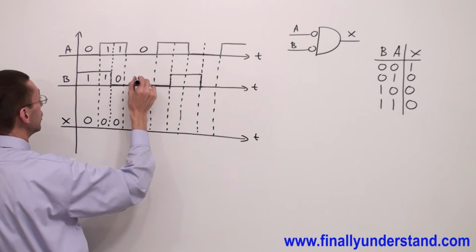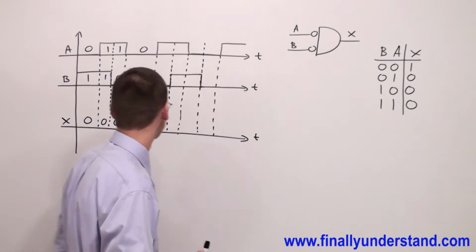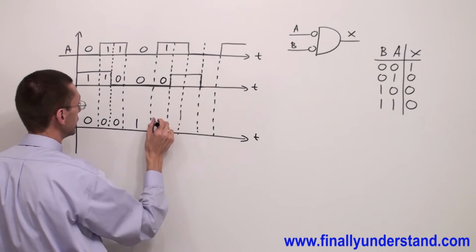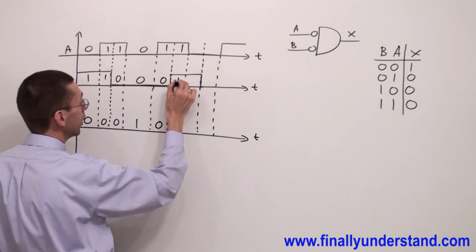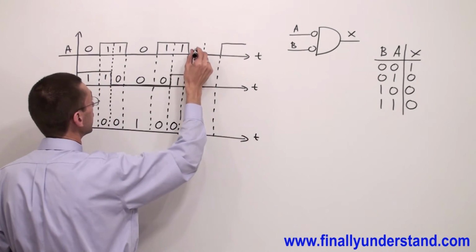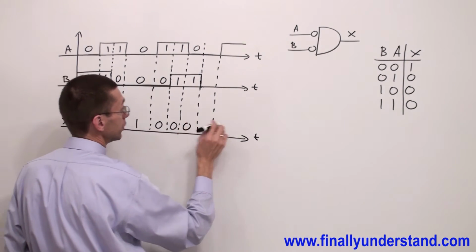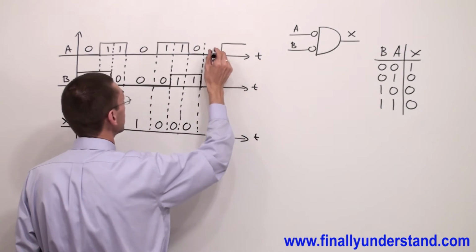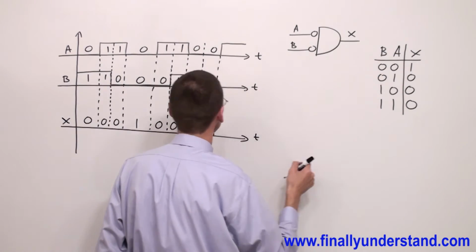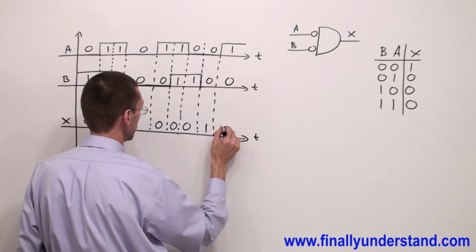And I have 0, 0. 0, 0 will give me 1. That's why I'm going to have 1 over here. 1, 0 gives me 0. 1, 1 gives me 0. And I have 0, 1 gives me 0. And I have 0, 0 gives me 1. 0, 0 gives me 1. And I have 1, 0 gives me 0.